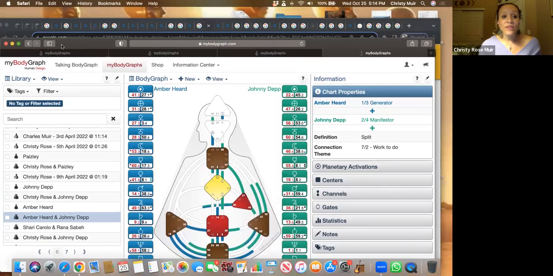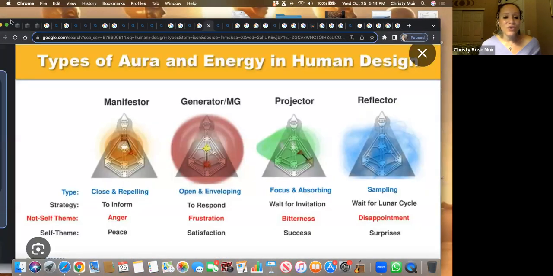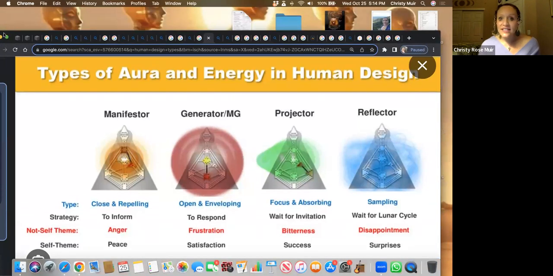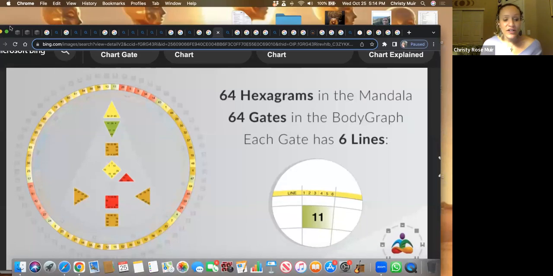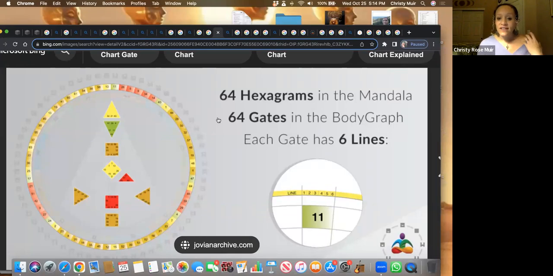And so that was a long detour into the basics, the overview of type. But that's another thing that we see in our body graph, that our map, the schematic, gives us. The other thing that I mentioned earlier is that there are 64 gates that correspond to the 64 hexagrams of the I Ching, and that each of these gates has 6 lines, or 6 potential expressions of energy.